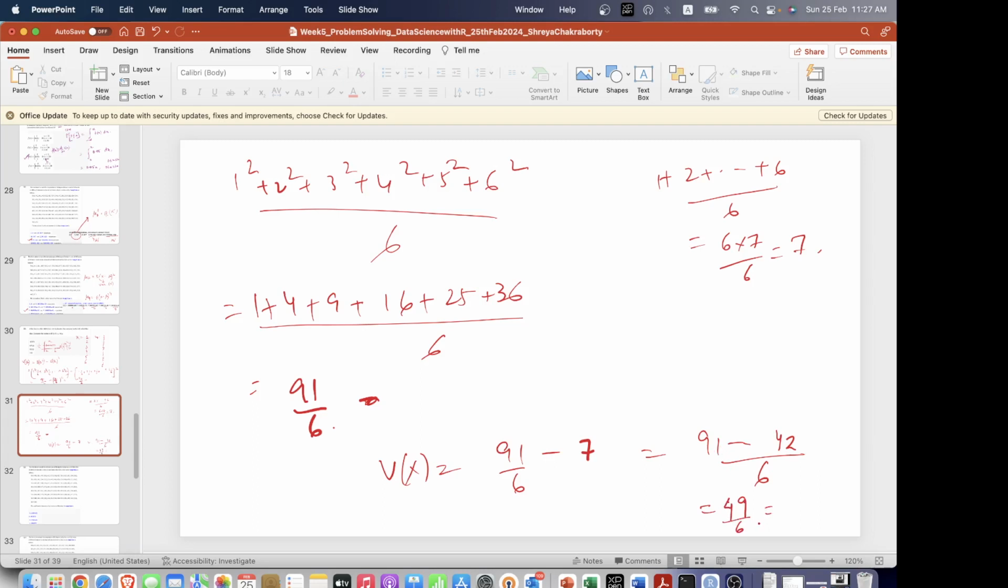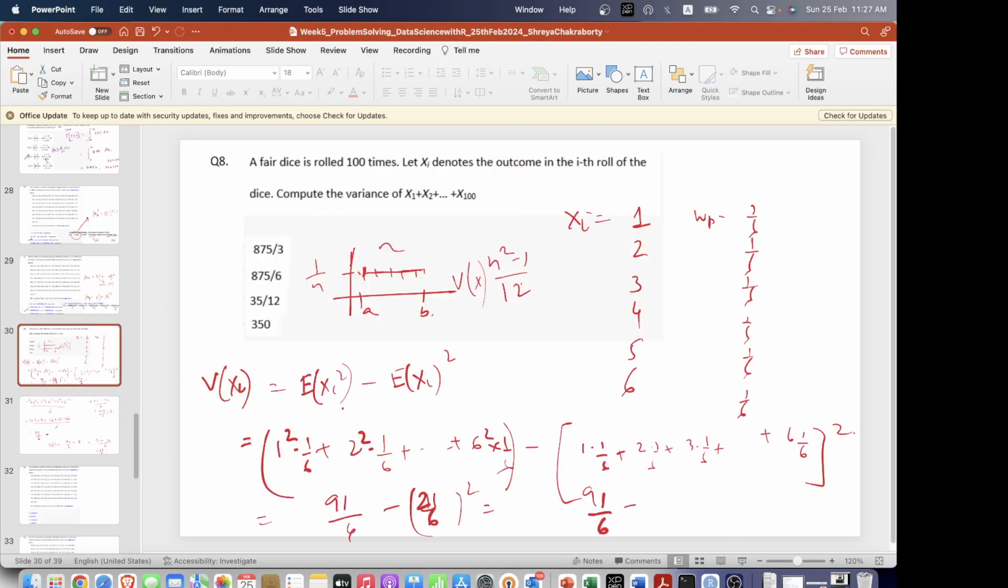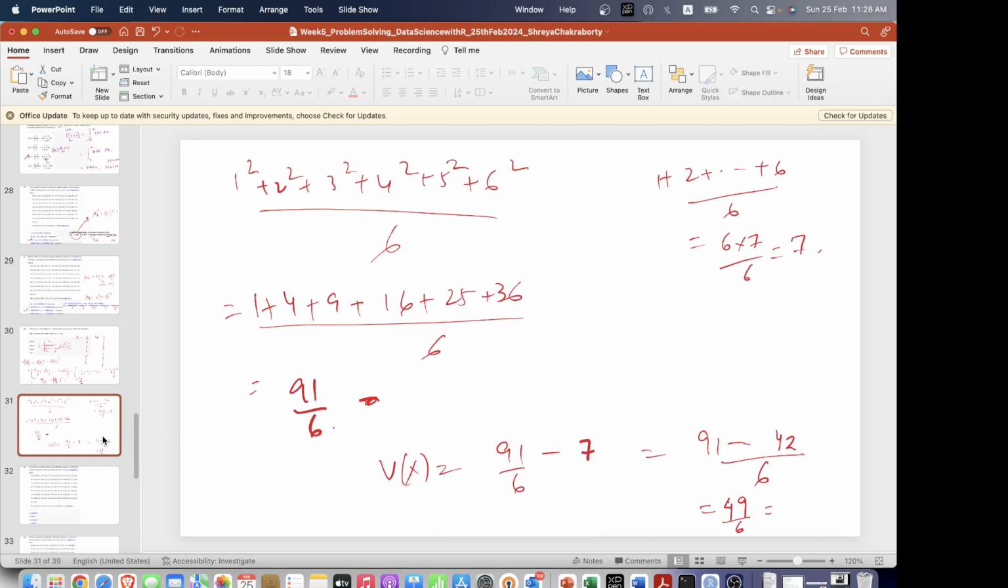No. Some mistake I'm making over here. Not able to figure out. It's 441 by 36, the right hand side. If we go to the previous slide and put the formula, it comes to that only. This formula you're talking about, right? Yeah, the right hand side. We are subtracting that from the previous part, right? Yes.